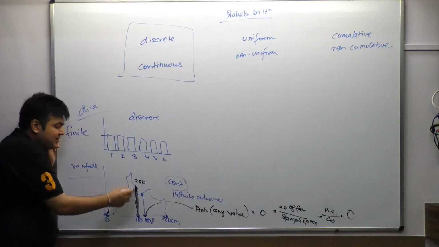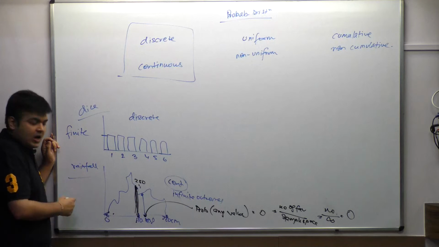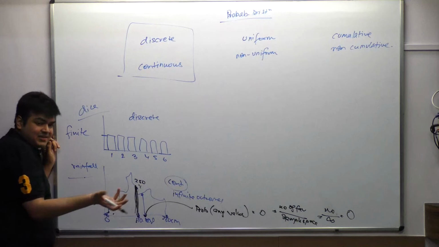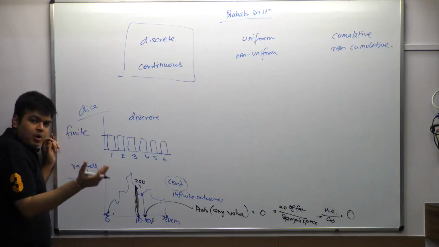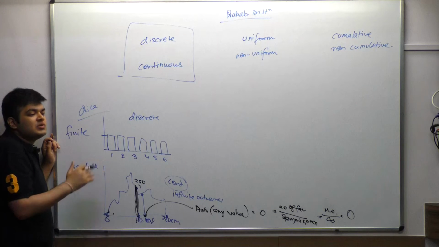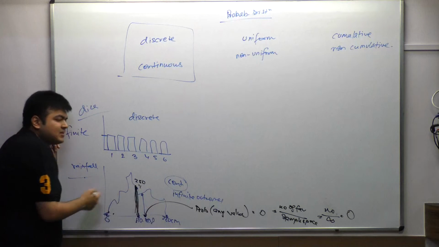So if I am telling you that 110 centimeters is happening 250 times out of 1000 days of rainfall, or 1500 days of rainfall, it is a very sizable chunk, right? But still the probability of 110 centimeters of rainfall is equal to 0 because the sample space is infinite.